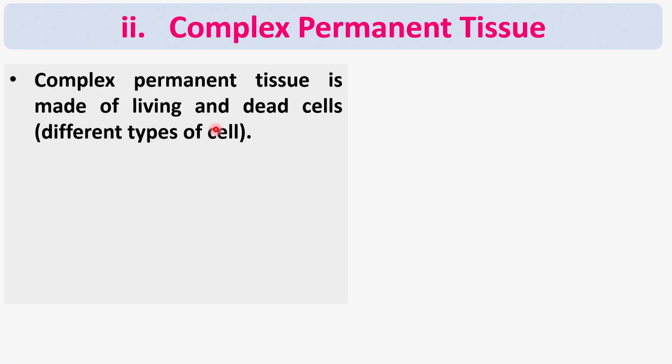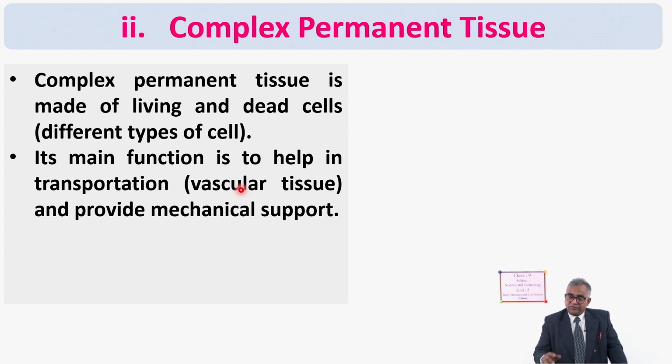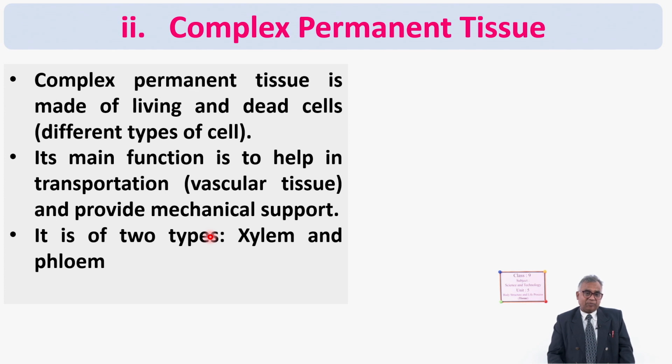Okay. So complex permanent tissue is made up of living and dead cells. Some of them have living cells, some have dead cells. Okay. Different types of cells are also there, as I discussed. Its main function is to help in transportation. So that is vascular tissue, and provide mechanical support. Vascular tissue, I introduced you, those tissues which help in transportation, xylem and phloem, I already told you. It is of 2 types, xylem and phloem.